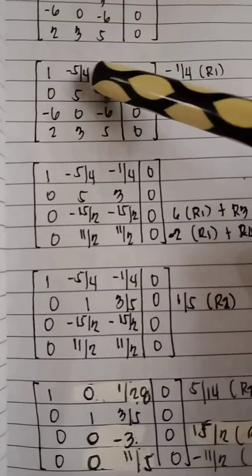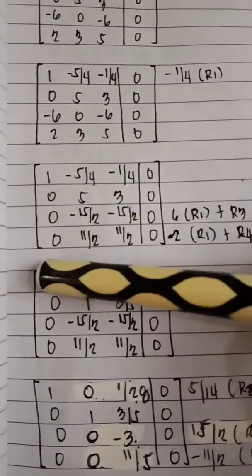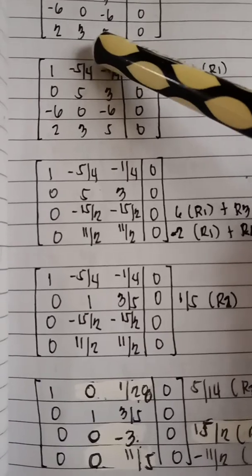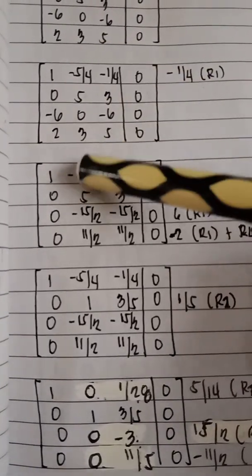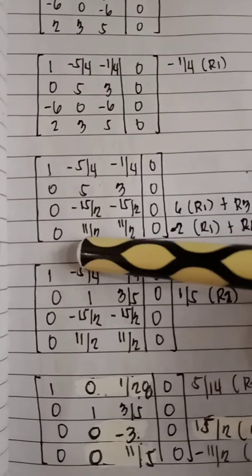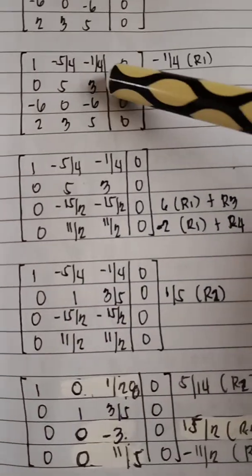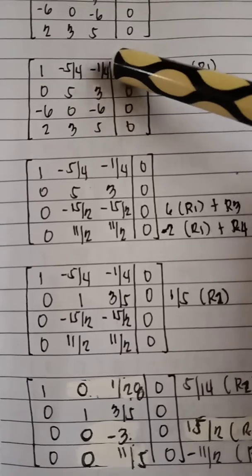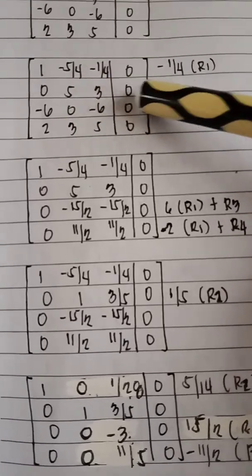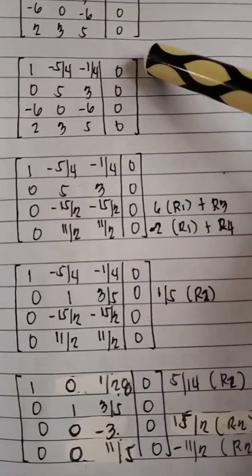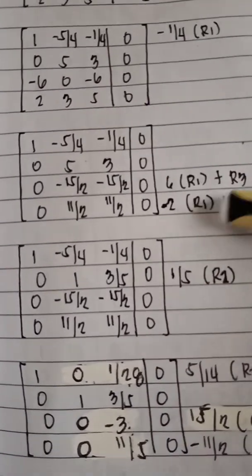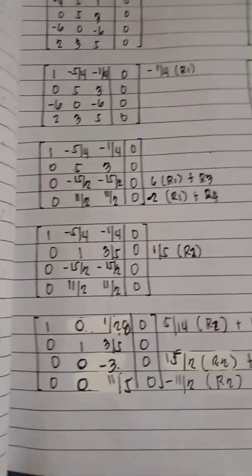So for R4, negative 2 times 1 plus 2 is equal to 0. Negative 2 times negative 5 over 4 plus 3 is equal to 11 over 2. Negative 2 times negative 1 over 4 plus 5 is equal to 11 over 2. Negative 2 times 0 plus 0 is equal to 0.